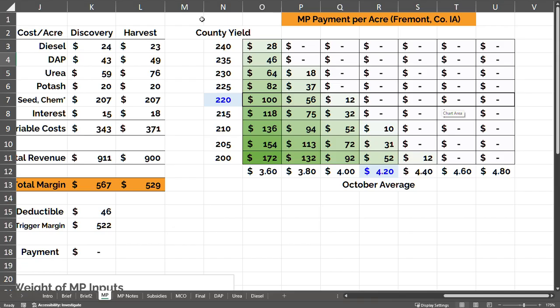So this is for 2025. If you took margin protection on corn in Fremont County, for example, this is the chart that we could look at today. If let's say we're expecting a 225 in Fremont County and the market's around 420 right now, we're probably not expecting a payment based on the fertilizer values that were discovered in the spring. Now, it doesn't take much lower to get down into the $4 market where we could start to see a payment depending on how yield comes in.